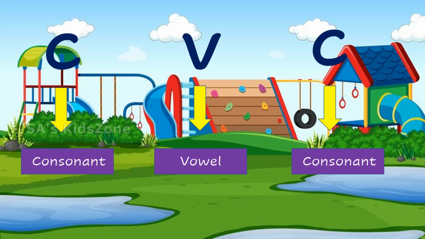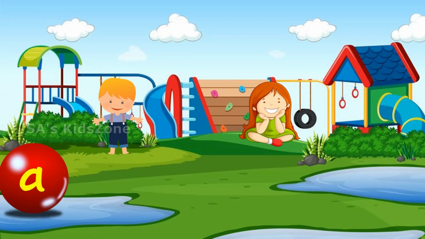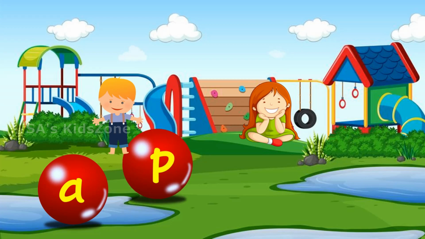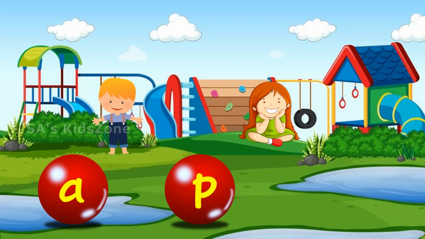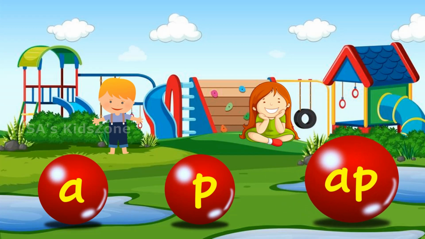Shall we start reading today? Yes, let's get started. Letter A. A makes the sound A. Letter P. P makes the sound P. A and P together makes the sound "ap". A, P, ap.